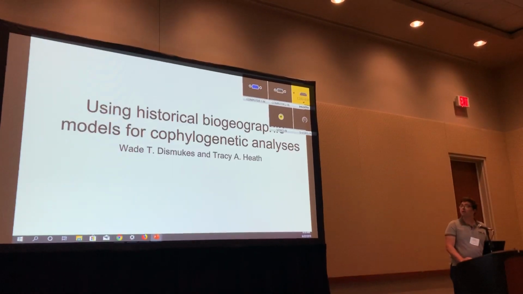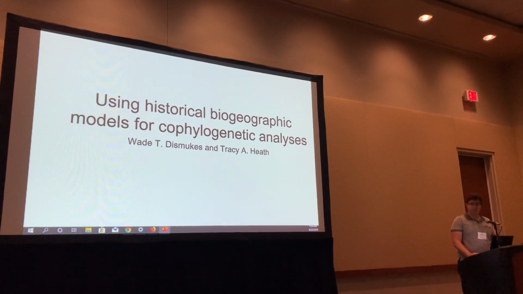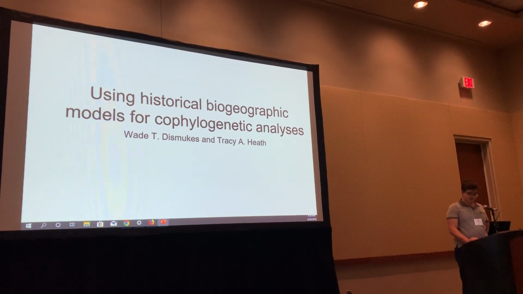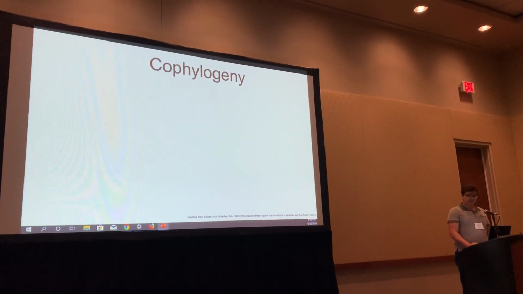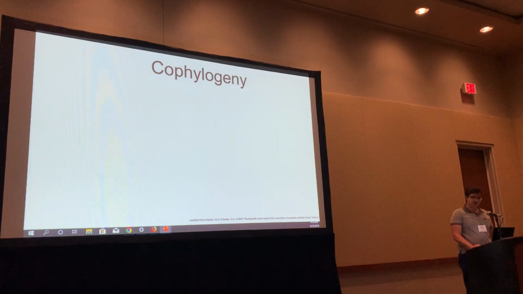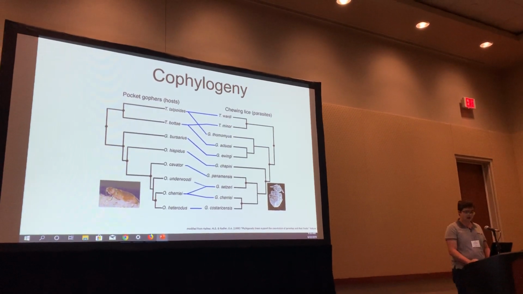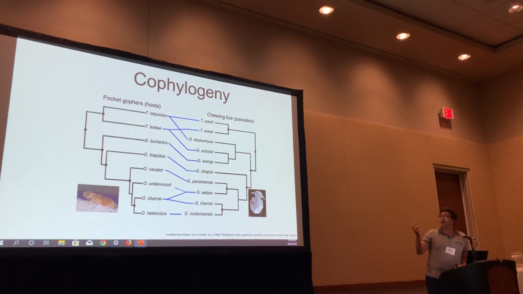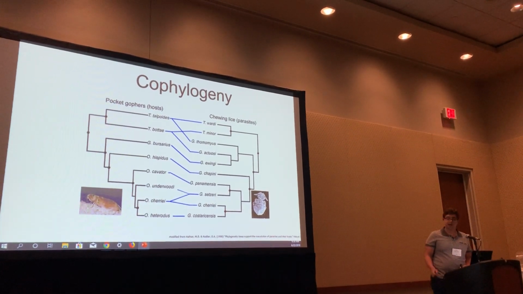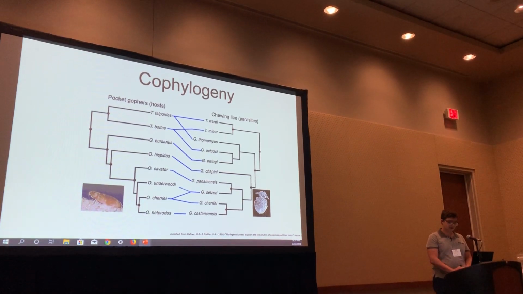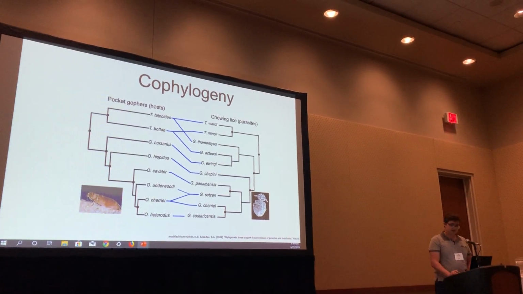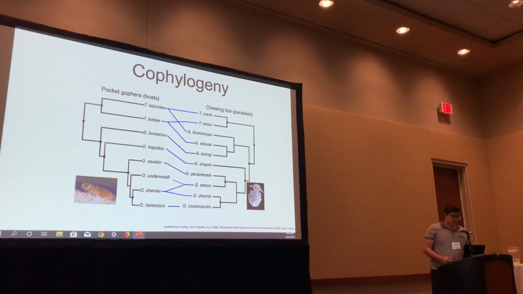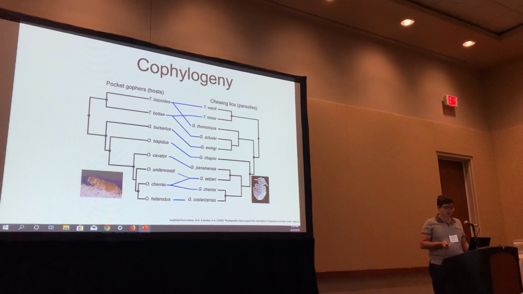Historical biogeography models, or one specific model, for performing cophylogenetic analyses. By cophylogeny here, I mean cases where we have species-specific symbionts that are thought to co-diverge. So for example, we have pocket gophers here on the left, and their species-specific chewing lice on the right. And we assume when our pocket gophers speciate that we also get speciation in the chewing lice.